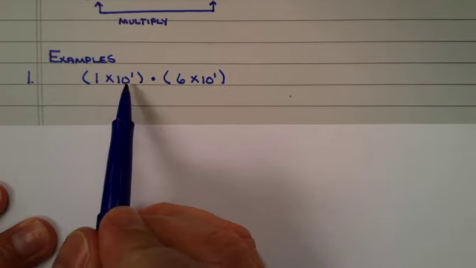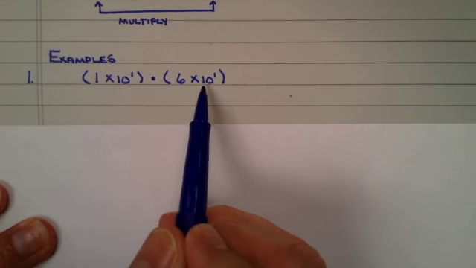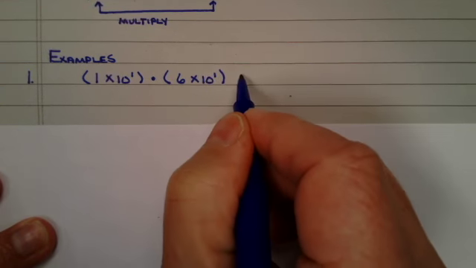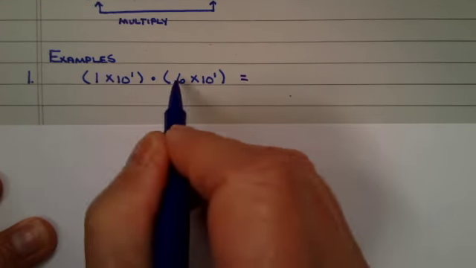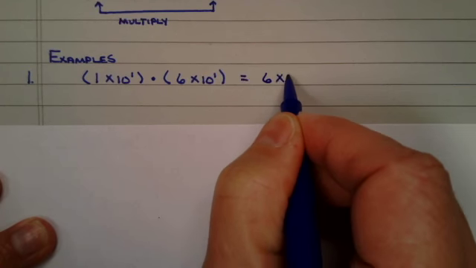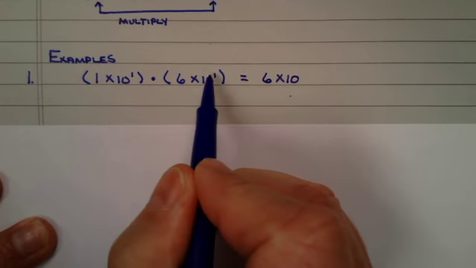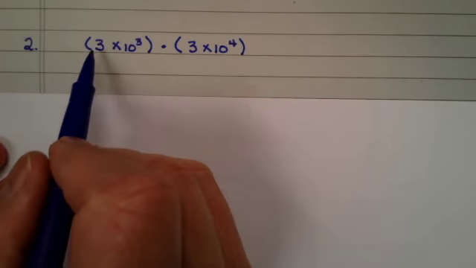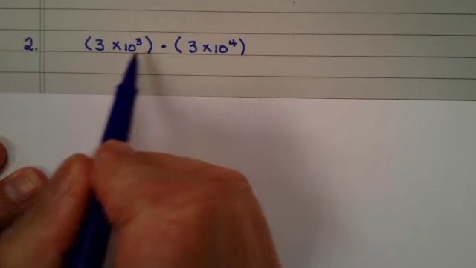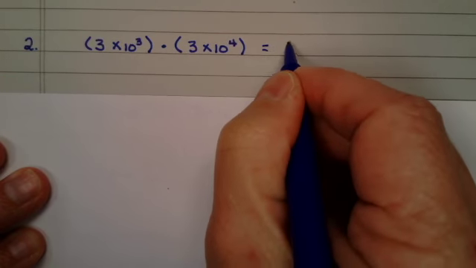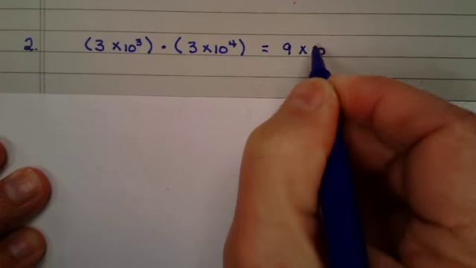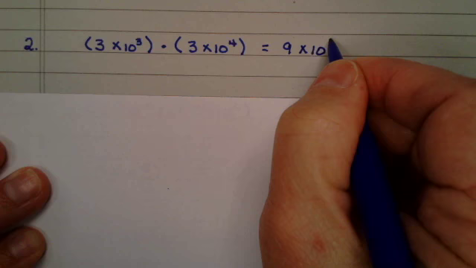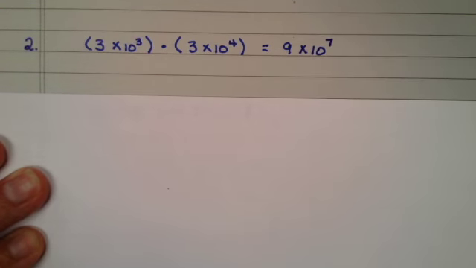1 times 10 to the first power times 6 times 10 to the first power. Again, these coefficients get multiplied together, get my new coefficient. 1 times 6 is 6 times 10, and our rule is we add our exponents to the second power. Multiply these numbers together for our second example. 3 times 3 is 9 times 10, and when I multiply, I add my exponents. 3 plus 4 is 7.